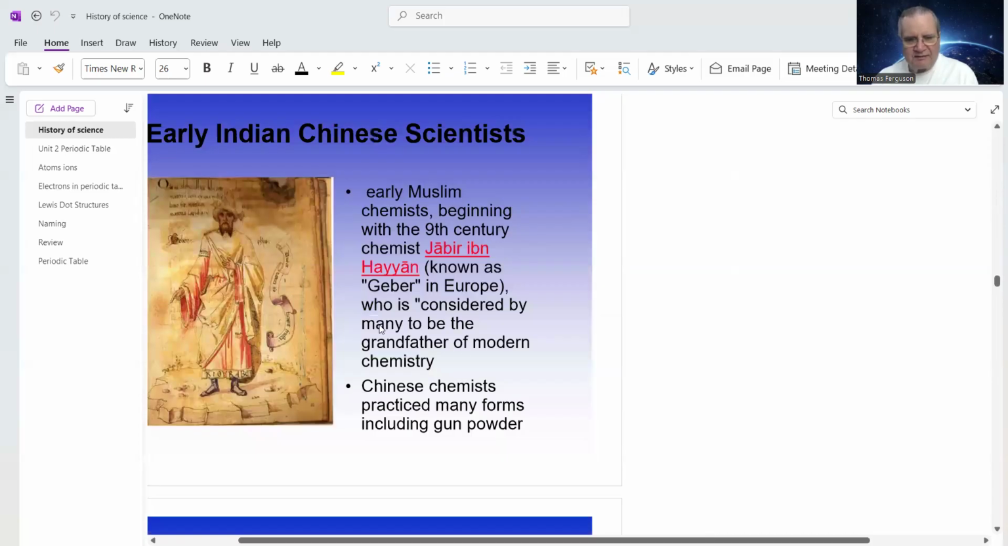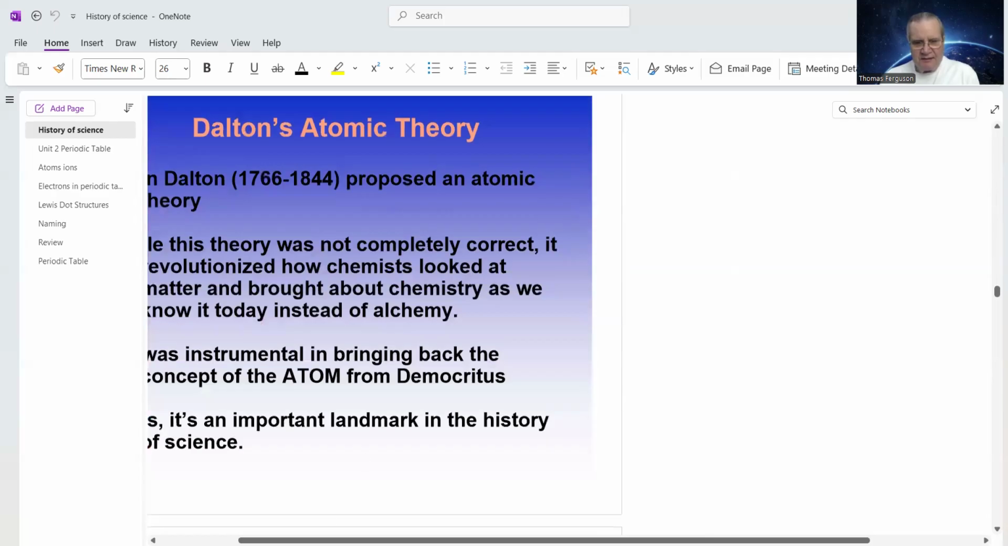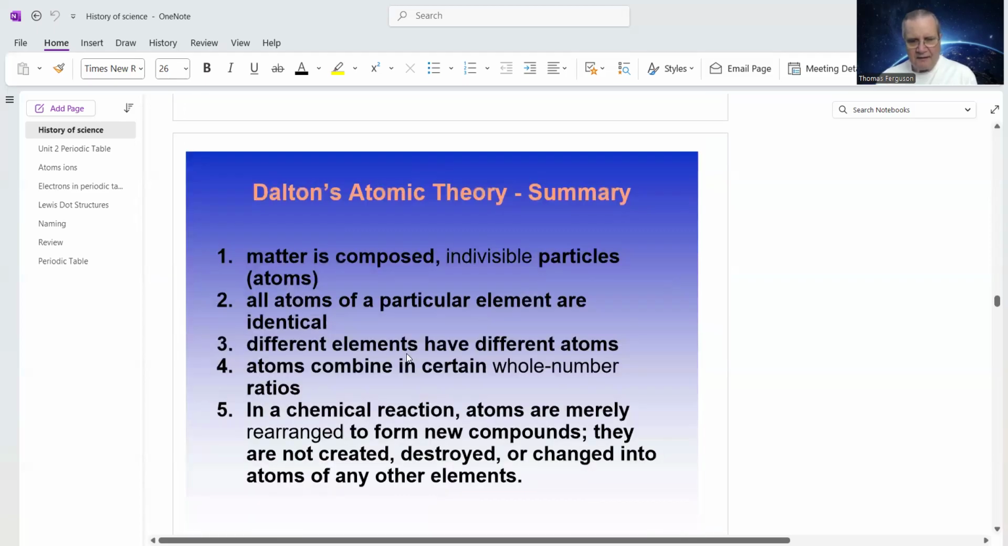Don't worry about this. Dalton was the first European scientist to come up with an atomic theory. He's considered a very big landmark in science. So the one word for Dalton would be first atomic theory, European scientist.